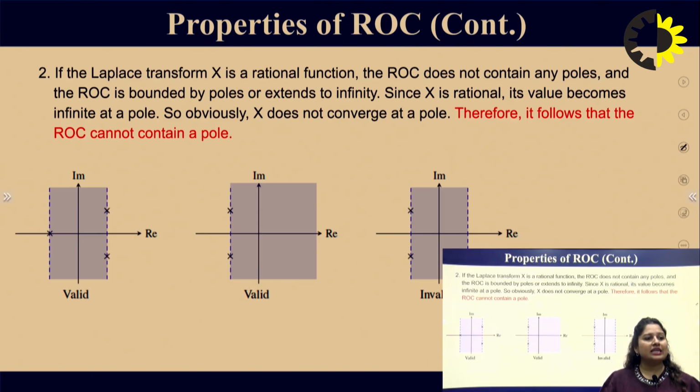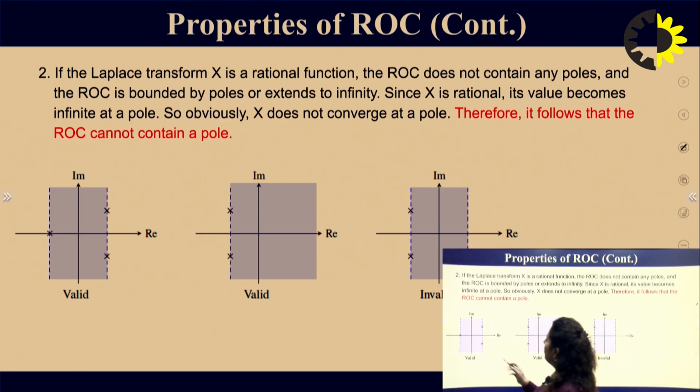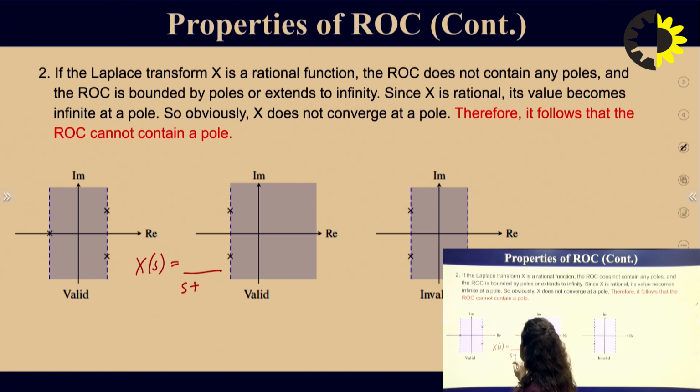So obviously X(s) does not converge at a pole, therefore it follows that the ROC cannot contain a pole. If there is some real or imaginary part, it matters in the case of the ROC of X(s). Suppose X(s) has some imaginary values in the denominator, for example 2 upon s plus 2j.